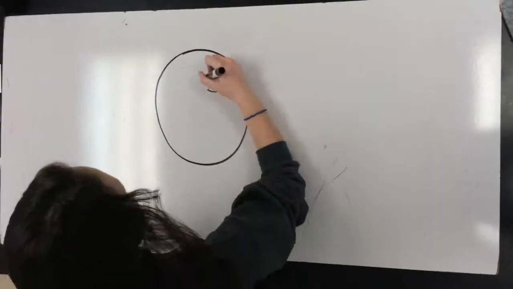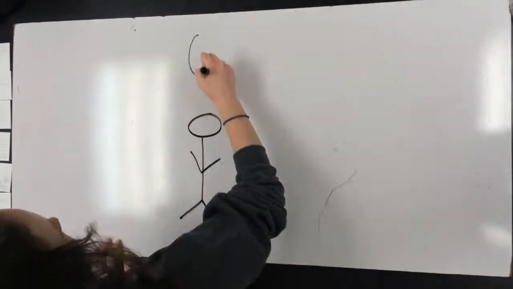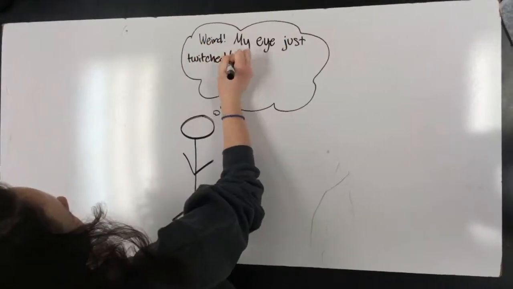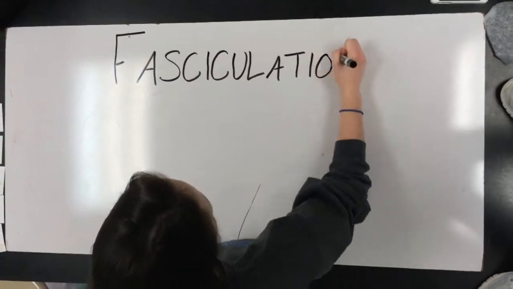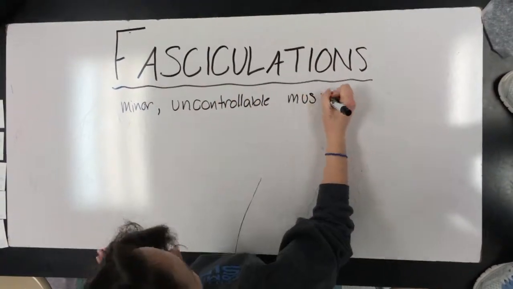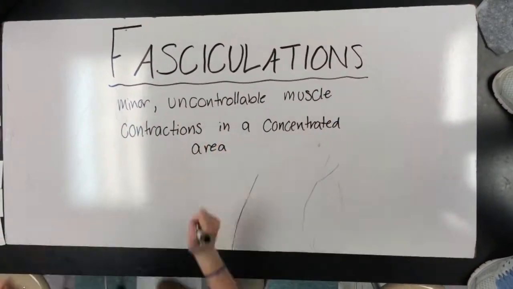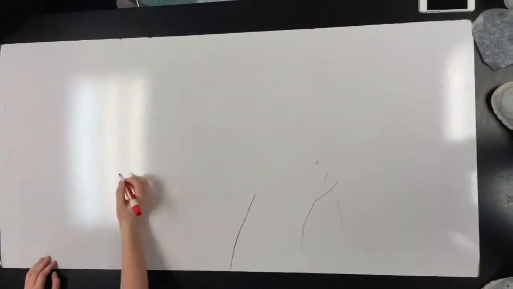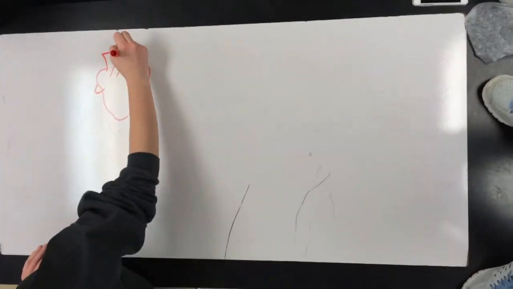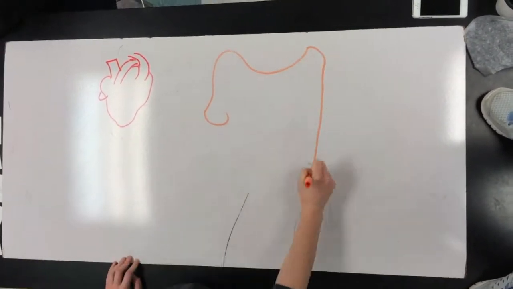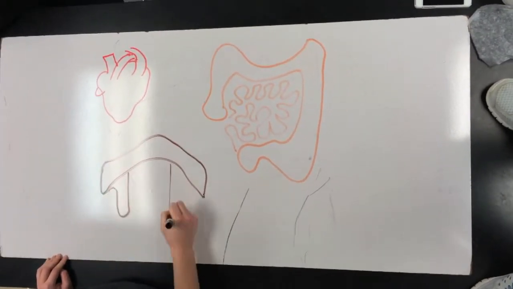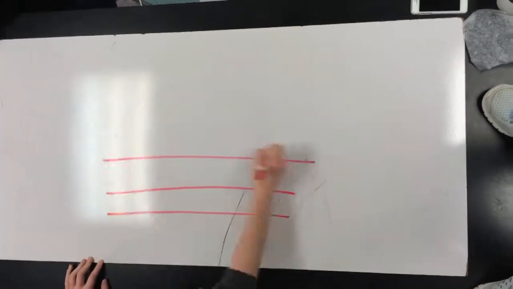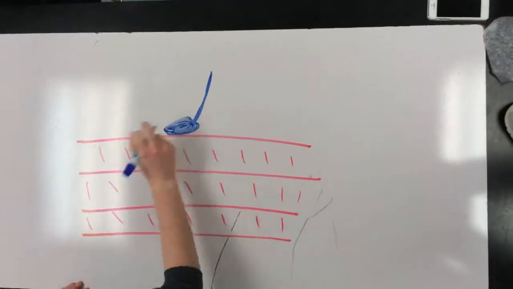Another thing our group wondered about was twitching. Twitches are called fasciculations, which means they are minor, uncontrollable muscle contractions in a concentrated area. Much like the muscles of your heart, your intestines, and your diaphragm, twitches are involuntary. And twitches happen in a group of muscles served by one nerve.